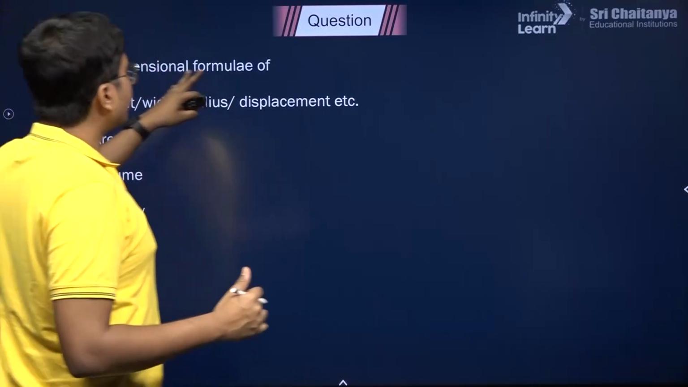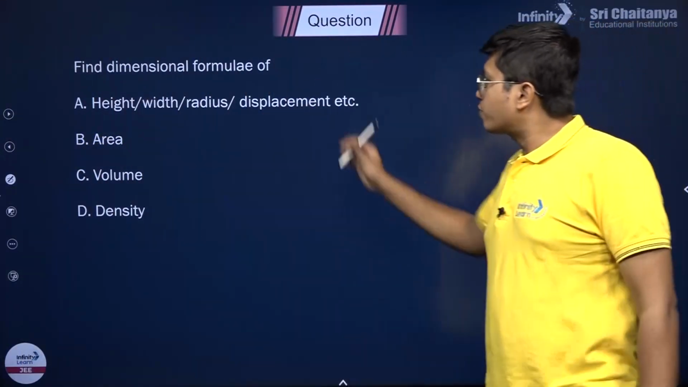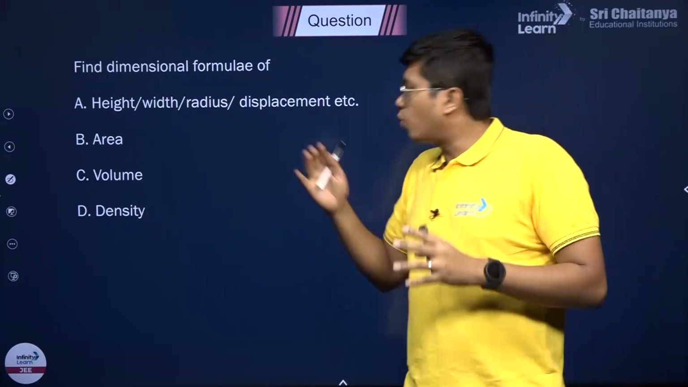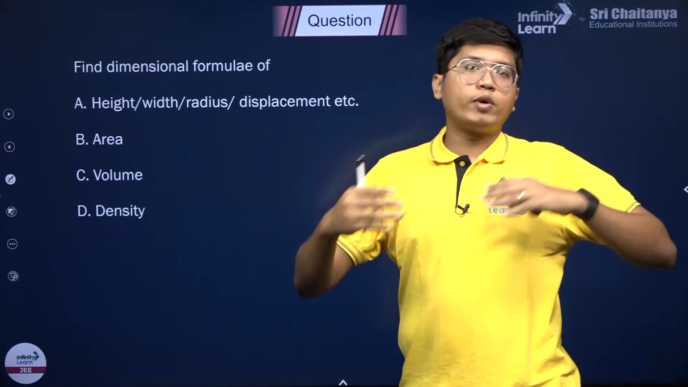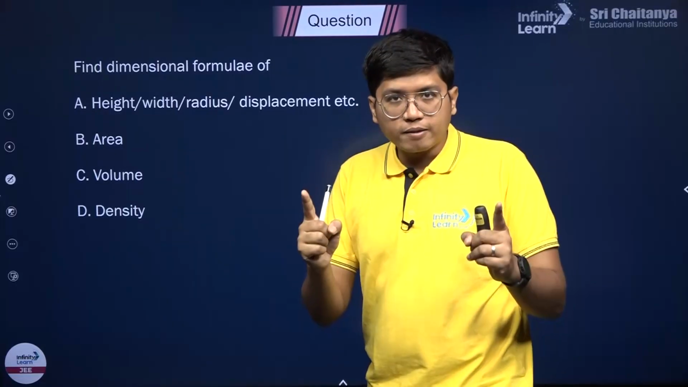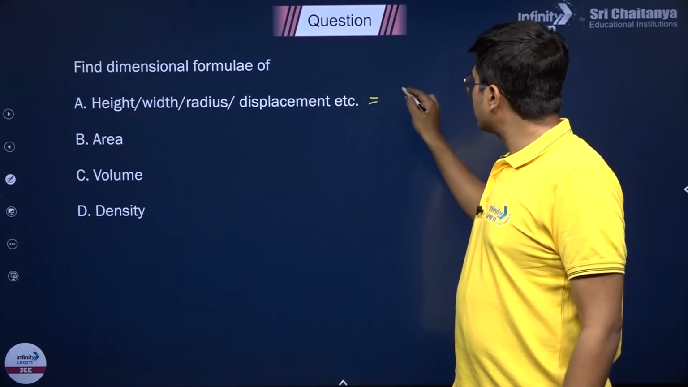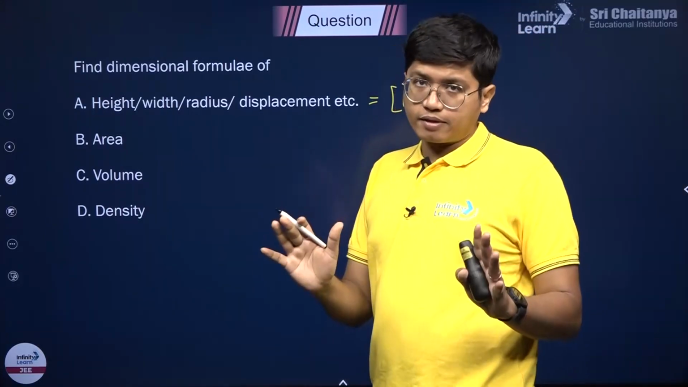So we need to find the dimensional formula of these quantities. First one, we have height, width, radius, displacement, and all of them. What are they? They are just lengths. Whether you consider it as height, width, or radius, you're measuring length. So the dimensional formula for all of them is just L, because there's just a dependence on length.